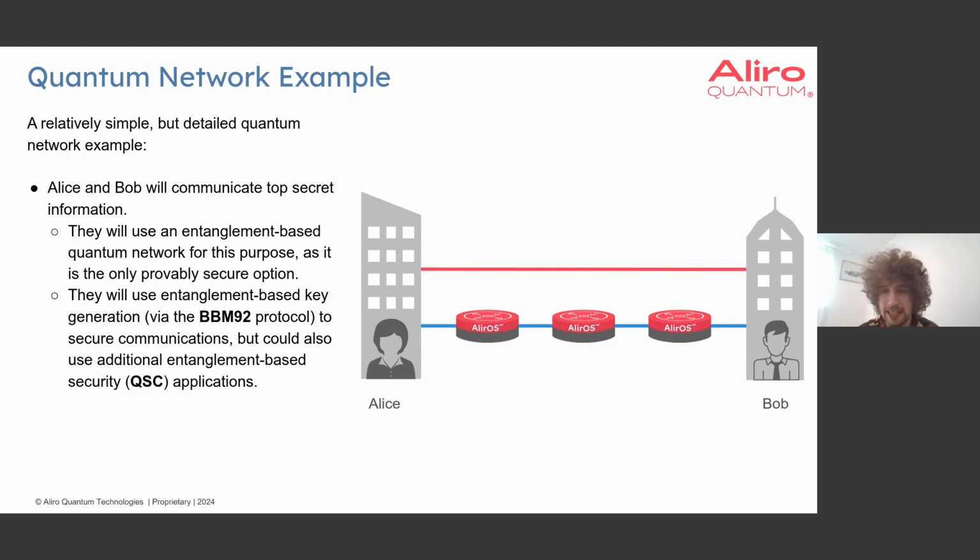Alice and Bob have decided to use an entanglement-based quantum network to communicate their top secret information, as it is the only provably secure option. They will use entanglement-based key generation via the BBM92 protocol to secure their communications. It's important to note that there are many other entanglement-based applications beyond key generation that can be used to help secure communications. The family of all such applications are known as Quantum Secure Communications, or QSC.